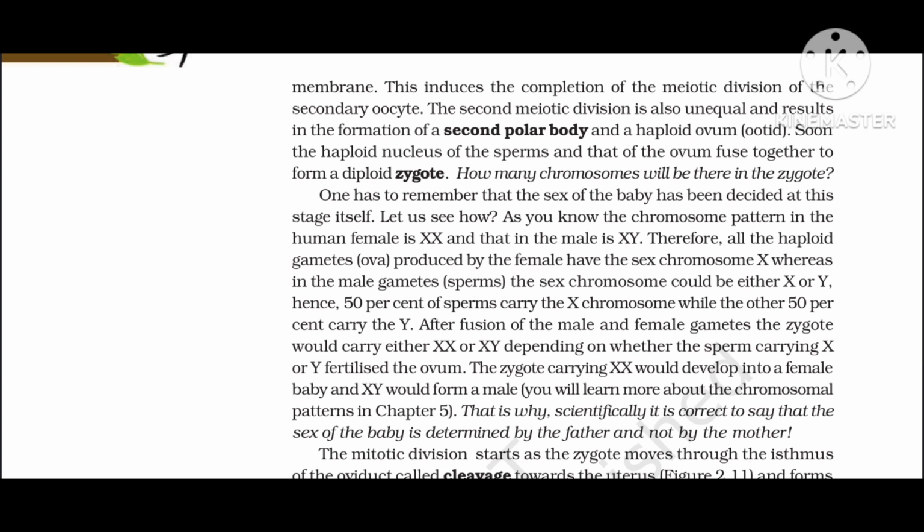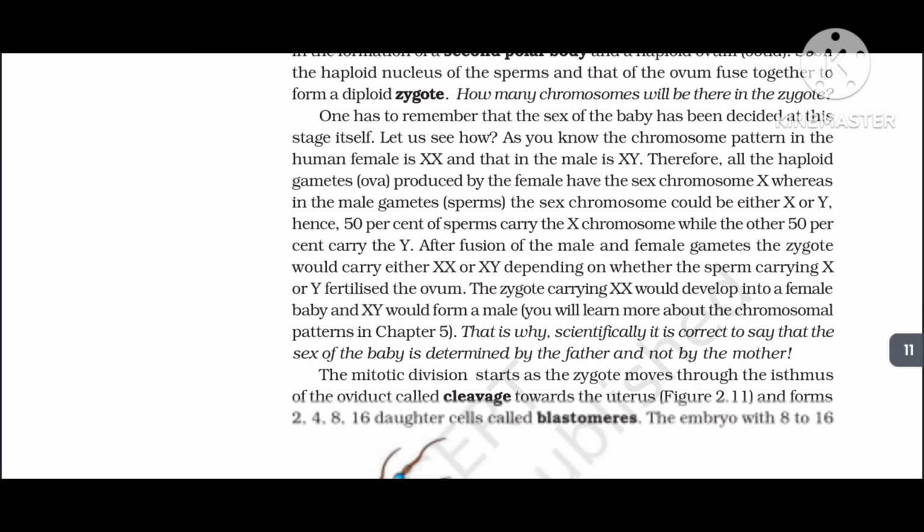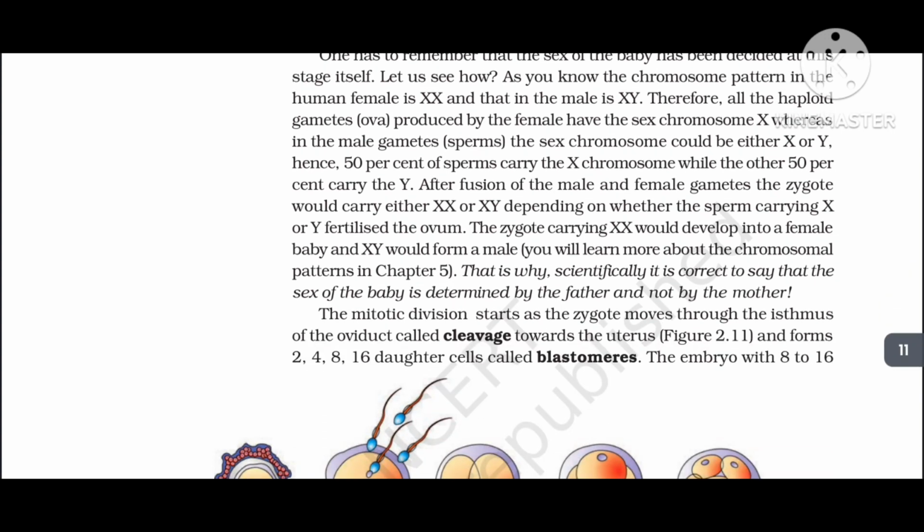After fusion of the male and female gametes, the zygote would carry either XX or XY depending on whether the sperm carrying X or Y fertilizes the ovum. The zygote carrying XX would develop into a female baby and XY would form a male. You will learn more about the chromosomal patterns in chapter 5. That is why scientifically it is correct to say that the sex of the baby is determined by the father and not by the mother.